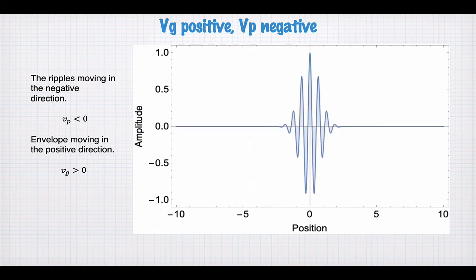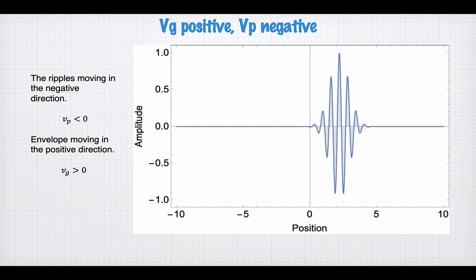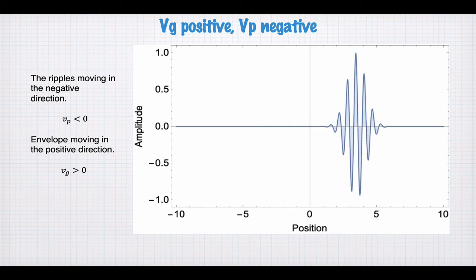And lastly, we can look at a positive group velocity and negative phase velocity, and that behaves like this. We see the envelope moving forward, but the ripples underneath moving backwards.